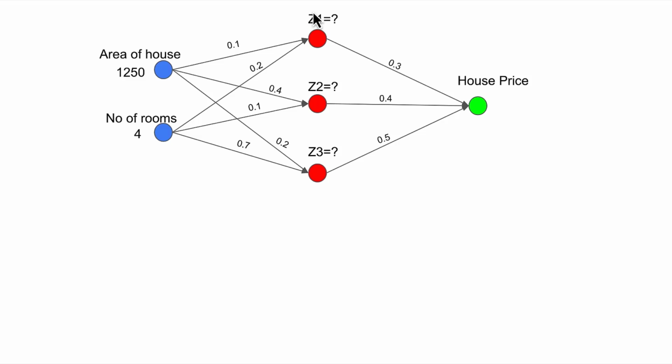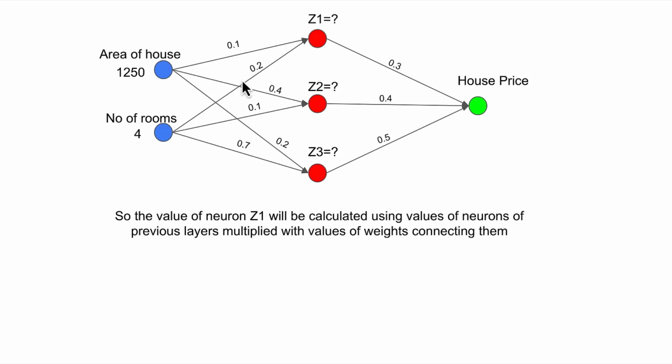And to calculate these values, we are going to use the value of neurons which are connected with them and the weights joining them. As I told you earlier, the lines joining these neurons are called weights. Now we have assigned random values to these weights. To calculate the value of a neuron in the hidden layer, we are going to use the value of neurons in the input layer and this weight. So firstly, we are going to calculate the value of Z1 and it will be calculated using this formula.